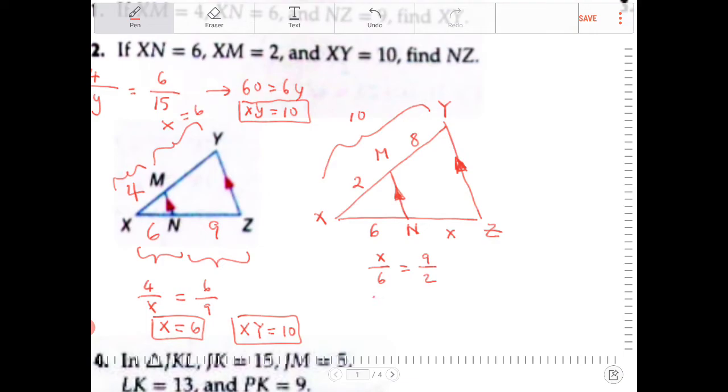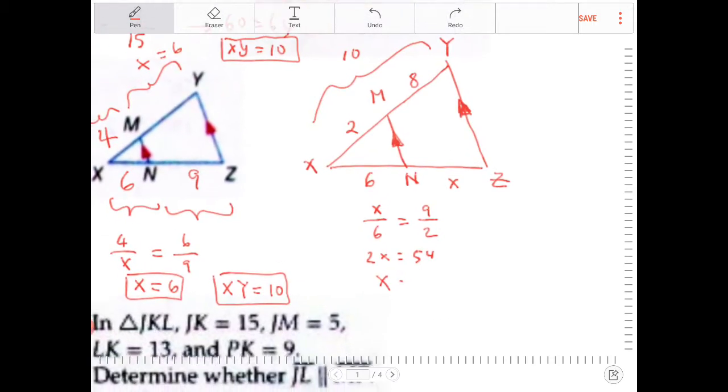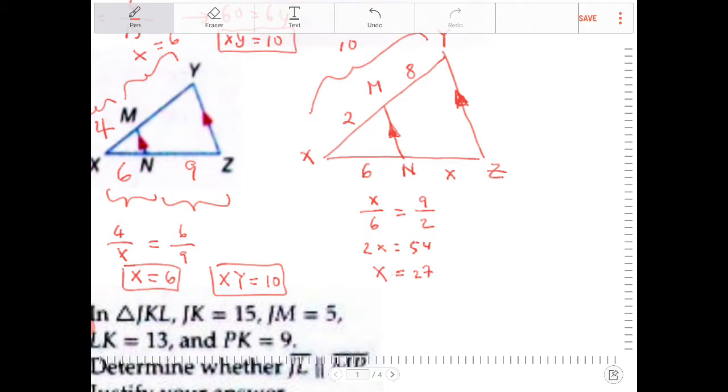Cross multiply, end up with 2x is equal to 54. x will equal 27. So nz is equal to 27. Is this the only proportion that we could have done? Absolutely not. We could have also done this. We could have also set x over 8 is equal to 6 over 2. You see how the corresponding parts, they still are being compared to one another? And algebraically, we will actually end up in the same exact place.